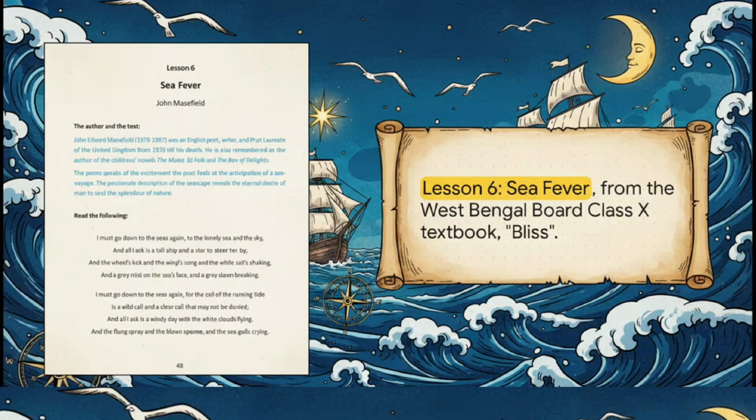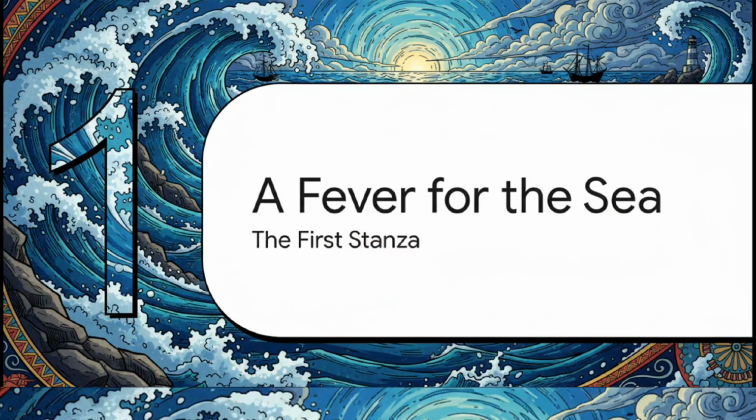Okay, so the poet is John Edward Masefield. He was an English poet laureate, a very respected position. And as your textbook rightly points out, this poem is all about the intense excitement for a sea voyage. It's about that deep desire we sometimes feel to connect with the grandeur of nature. So let's see how Masefield brings this feeling to life, shall we? All right, let's begin. A Fever for the Sea, the first stanza. We're going to start right at the beginning to see just how the poet expresses this incredibly powerful feeling.